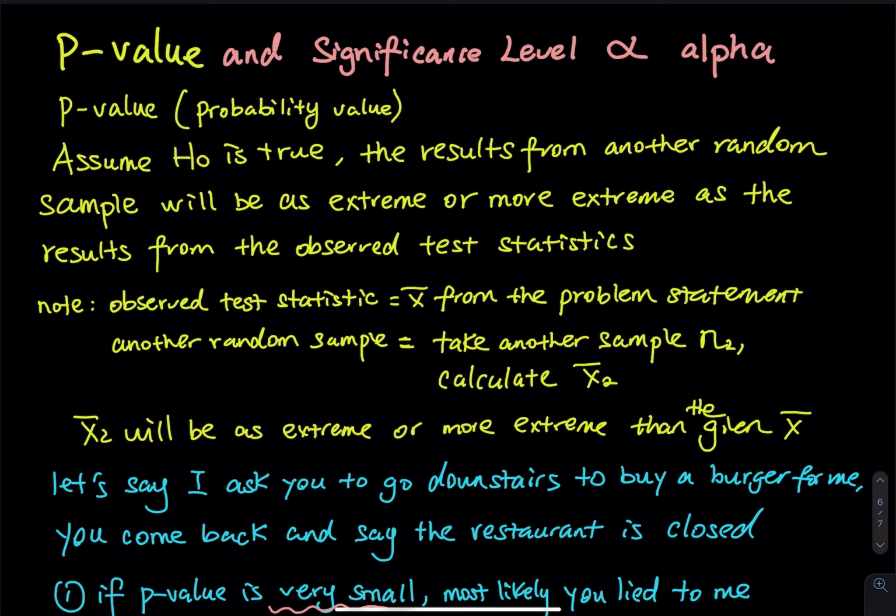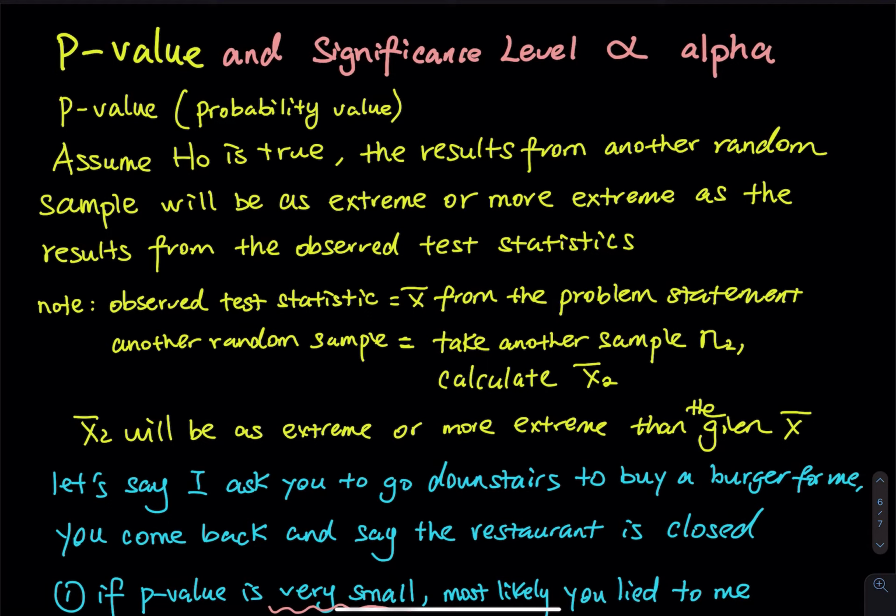In the problem statement, you write a few sentences, and then they will give you the mean, the standard deviation, the sample size, and then after reading the problem statement, you will be able to decide whether that follows a Z procedure or T procedure or proportion. And then another random sample, I mentioned that the results from another random sample will be as extreme or more extreme.